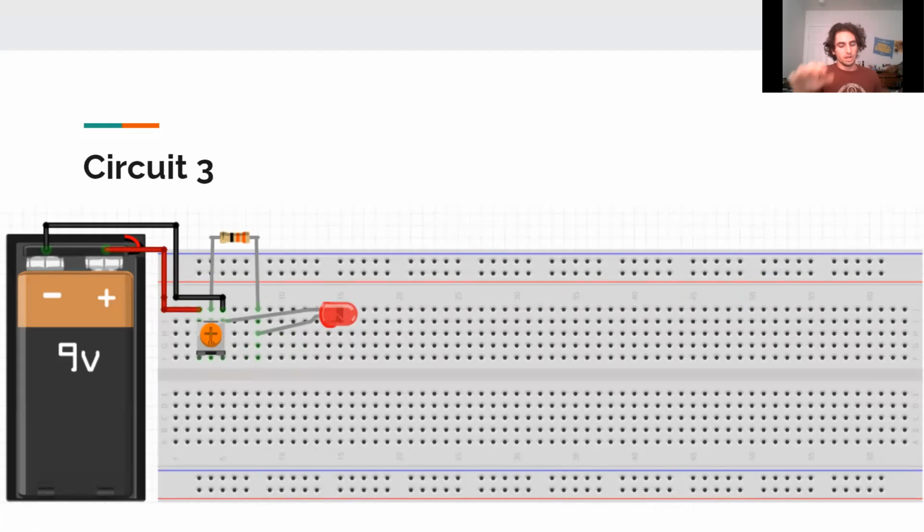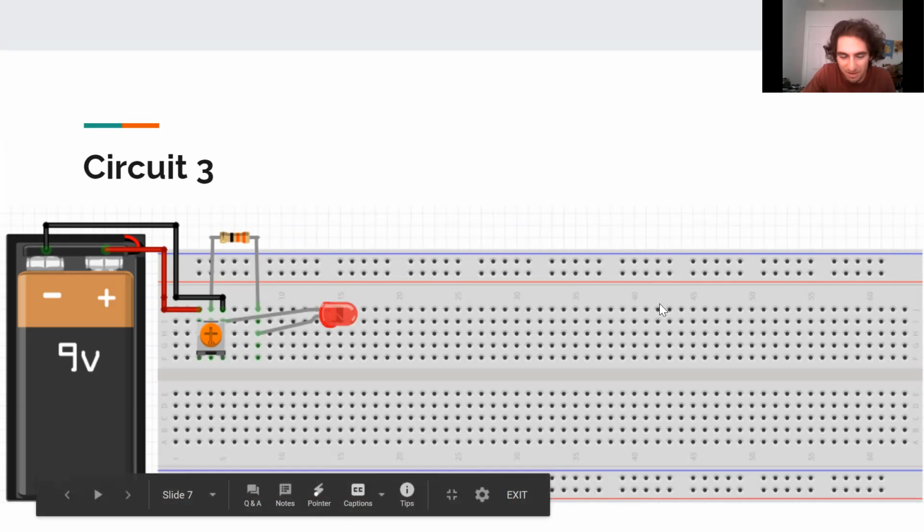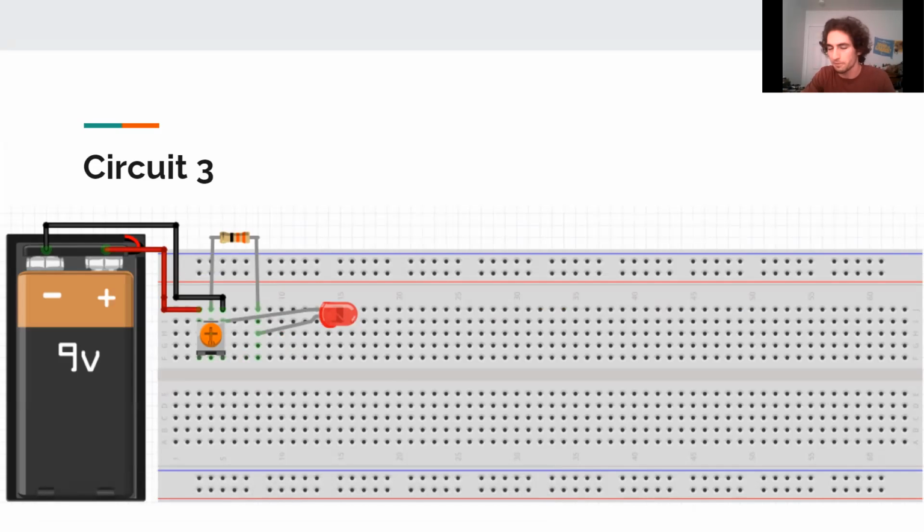So the third circuit is going to be talking about capacitors. But did everyone get the reason we're using a potentiometer here? Basically just changing the amount of current that can flow based on how far you turn it, because you're changing the resistance.